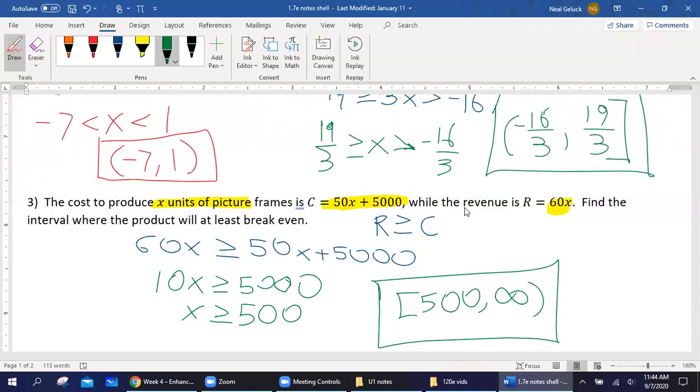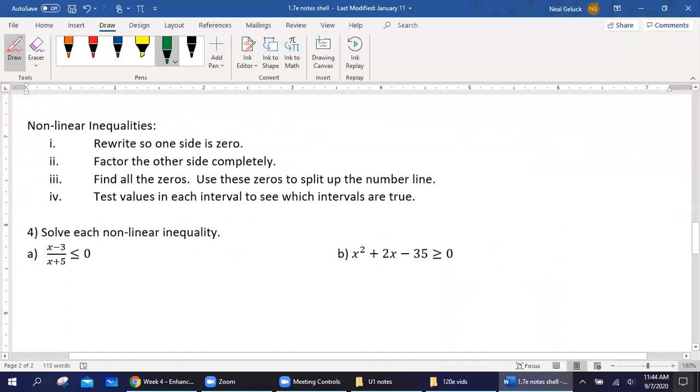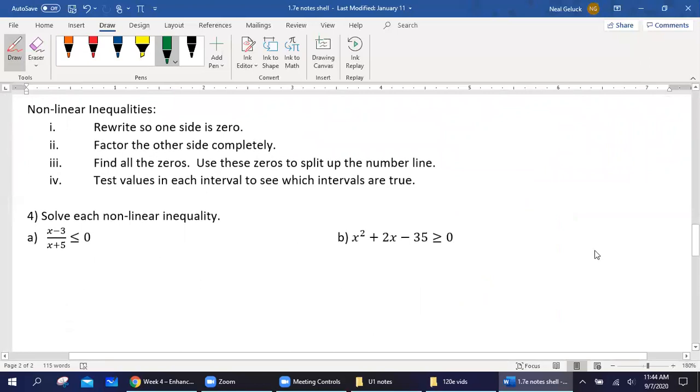The last concept we're going to talk about with inequalities are nonlinear ones. These get a little funkier. These you may not have seen before. You've probably seen a lot of what we already did, maybe not interval notation, but these get a little funkier. So we're going to make one side 0 on these. We're going to make sure the other side is completely factored. It might already be, or we might have to. Then we're going to find all zeros. Zeros mean what makes each factor equal 0.